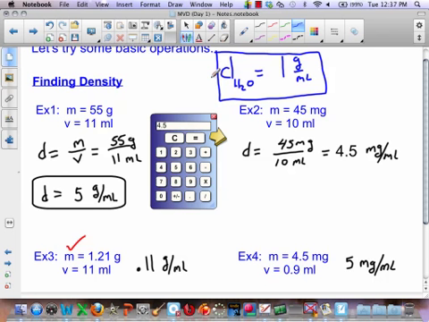So, yes, number 3 is definitely less than 1 gram per milliliter. But take a look at number 2. Is 4.5 milligrams less than 1 gram? Yes, it is. So that also floats. What about 5 grams per milliliter? No, it doesn't float.